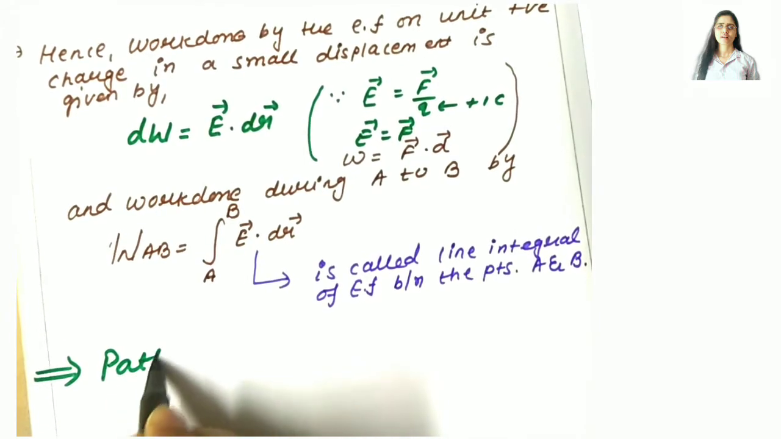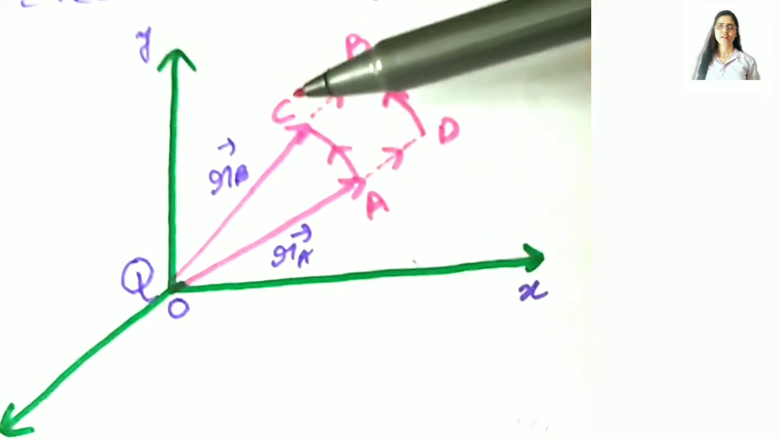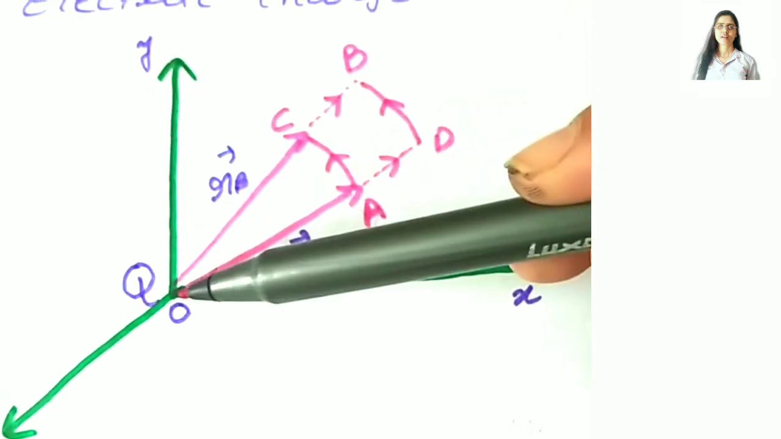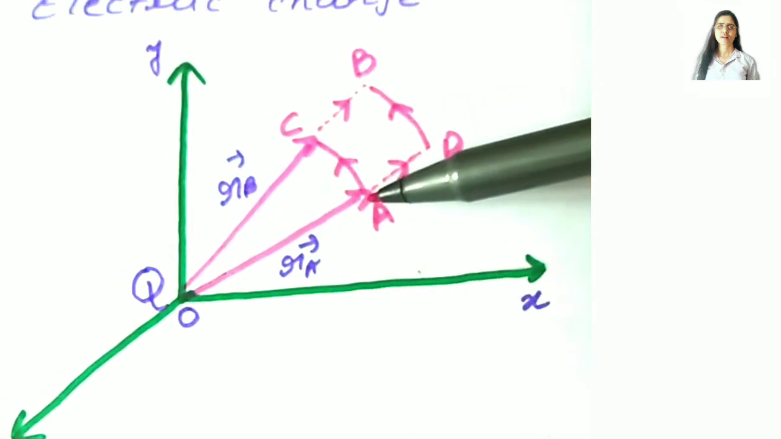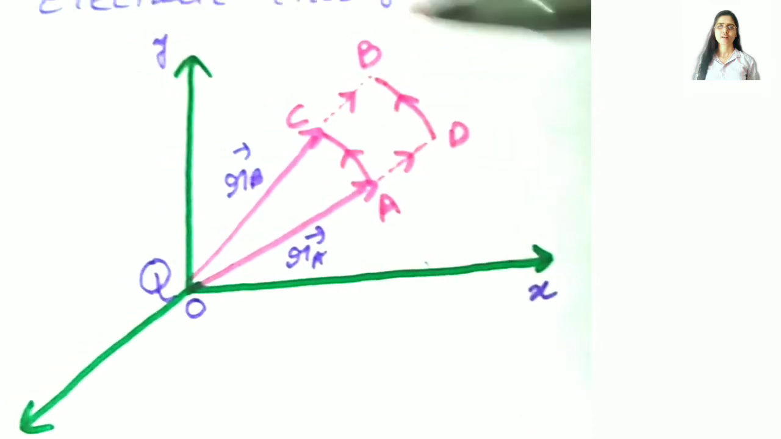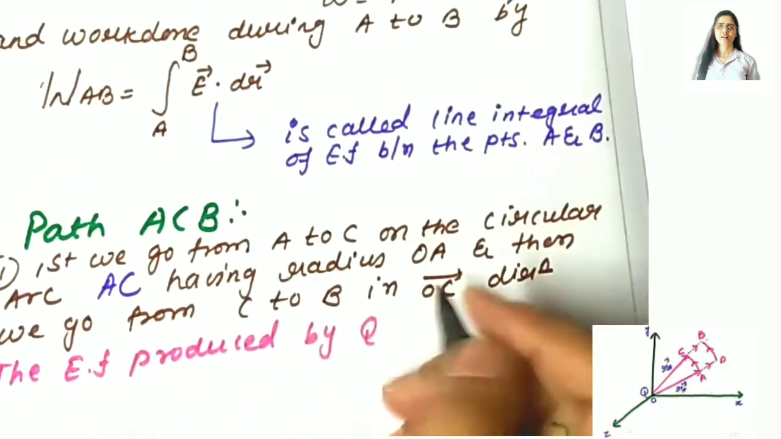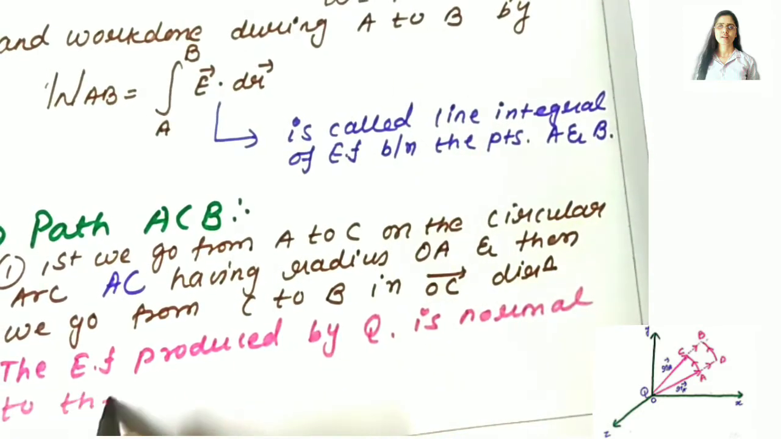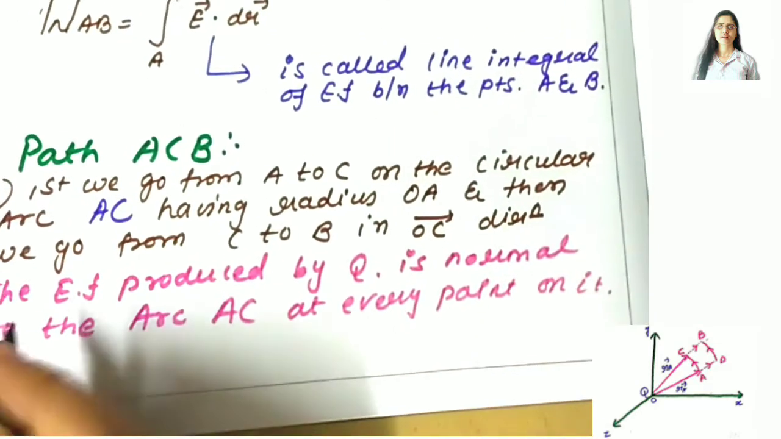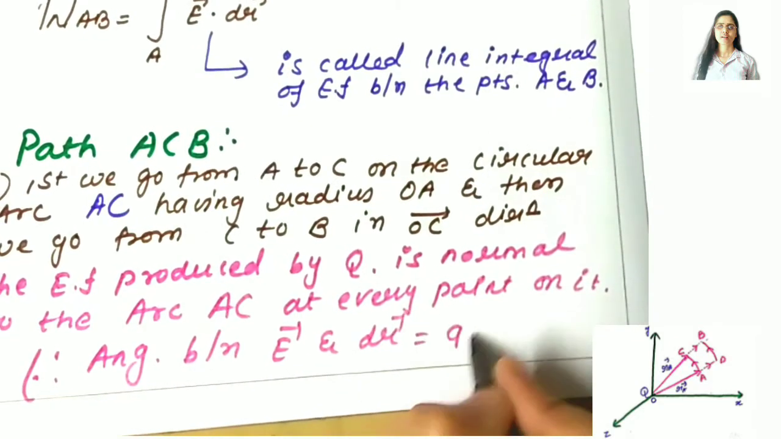Now we will find out the work done on path ACB. First we go from A to C on circular arc AC having radius OA, and then we go from C to B in the OC direction. Therefore, the electric field produced by charge big Q is normal to the arc AC at every point on it, and therefore the angle between vector E and d vector R equals 90 degrees.